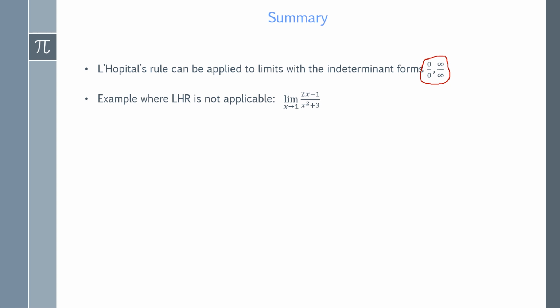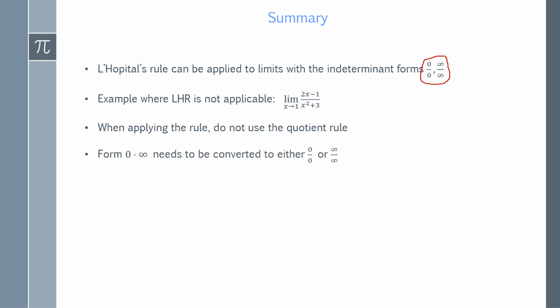Whenever we evaluate the limit at the given value, where x is approaching, it must be either 0 over 0 or infinity over infinity. When applying the rule, do not use the quotient rule. That is also one of the common mistakes that can happen. Just take the derivative on the top and divide by the derivative on the bottom. Next, whenever we have the form 0 times infinity, or in a different order, this needs to be converted to either 0 over 0 or infinity over infinity by applying some algebraic tricks.